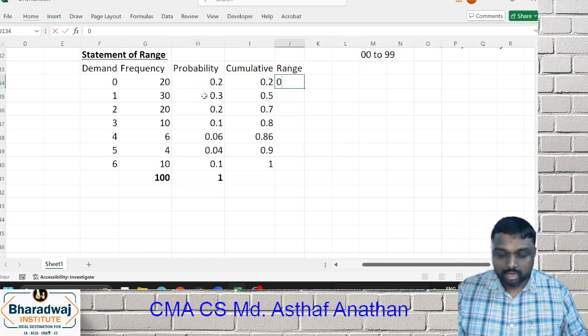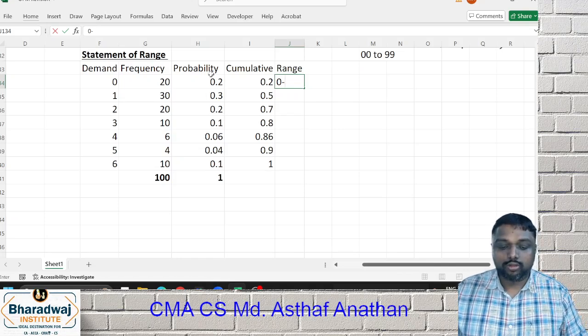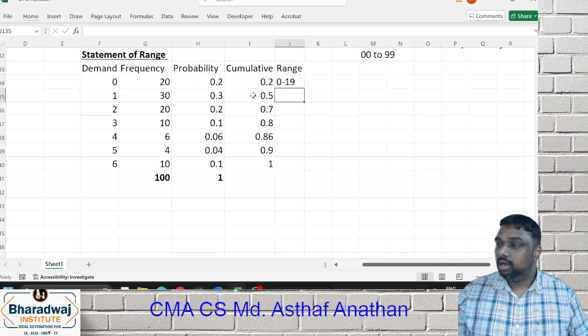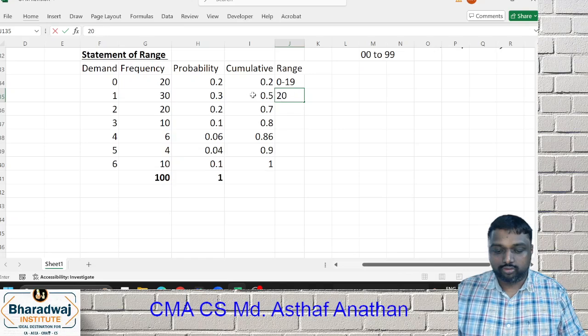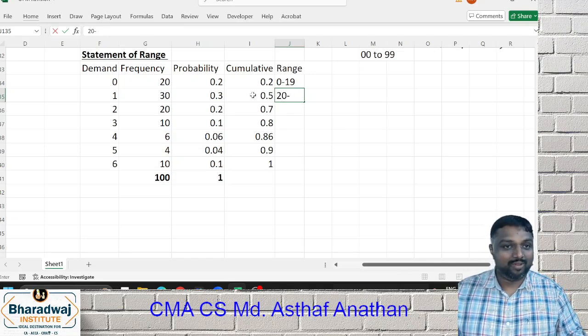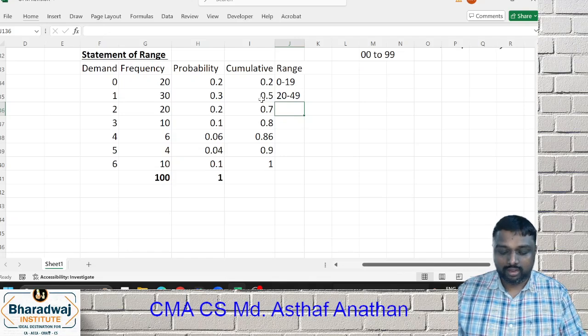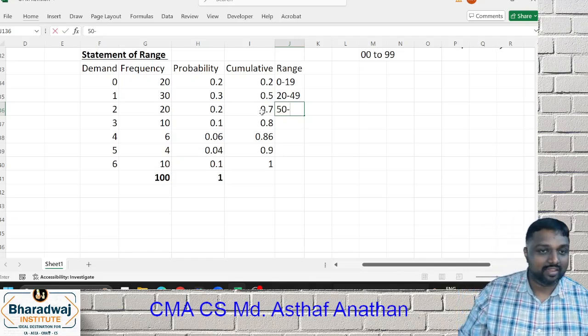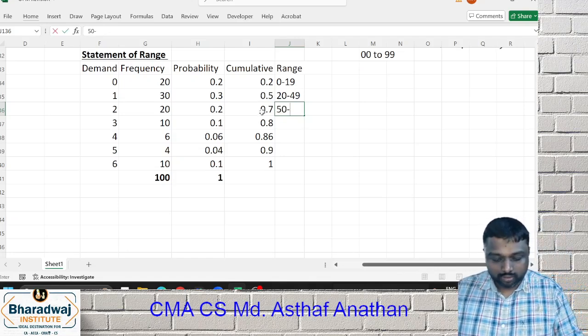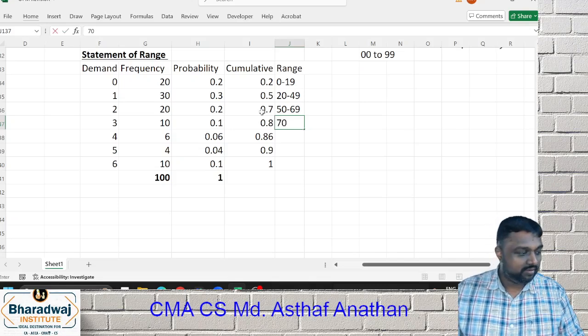So how will you start? If you start with 0 and want to allocate 20 numbers, it will end with 20. Next you have to start with 20. There is one shortcut also. Don't want to mug up. Here 0.5, now 50. Reduce 1, you will get 49. Now 50. Here you are getting 70. Reduce 1, you will get 69. Next is 70.